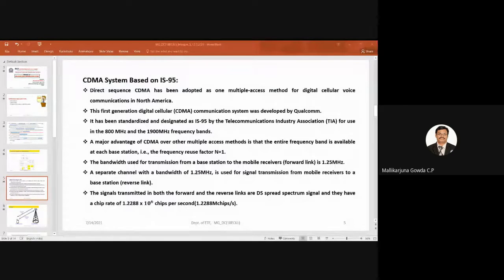Can you tell the advantages of CDMA? Ananta, just now you joined, I think, right? Yes, sir. I think then you will not be able to. Yes, Karunya. Can you tell me the advantage of CDMA over any other multiple access techniques?